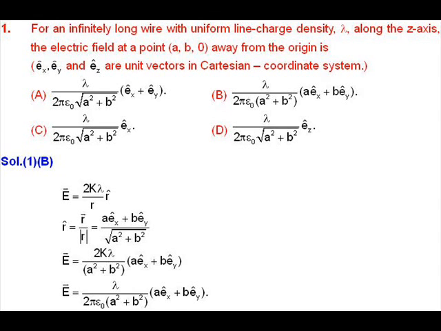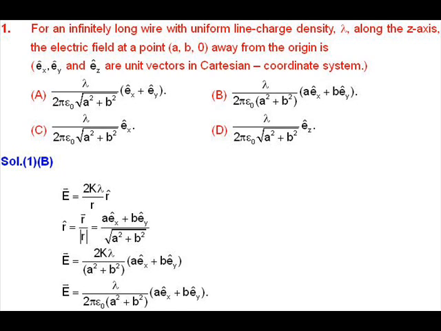Question number 1. For an infinitely long wire with uniform line charge density lambda along the z-axis, the electric field at a point (a, b, 0) away from the origin is. So we know that the electric field due to an infinitely long wire is equal to 2kλ divided by r into r cap, where k is Coulomb constant and its value is 9 into 10 to the power 9 Newton meter square per Coulomb square. Lambda is uniform line charge density and r is the position vector, r cap is unit vector.